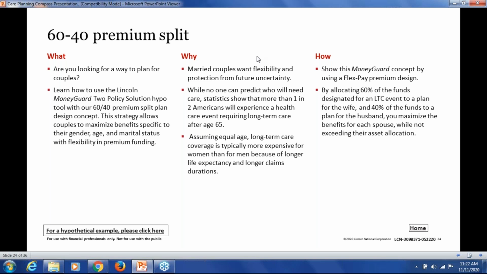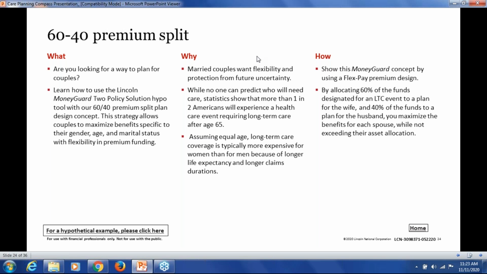Reality is, though, that the cost of care is greater for women than it is for men on average due to longer life expectancies and also longer claims durations. So the way to account for that is in whatever your total premium commitment from the clients happens to be, use 60% of that for the wife and use 40% of that for the husband, and see how much benefit that's going to purchase for both of them.